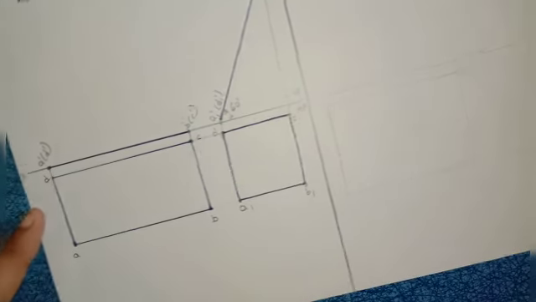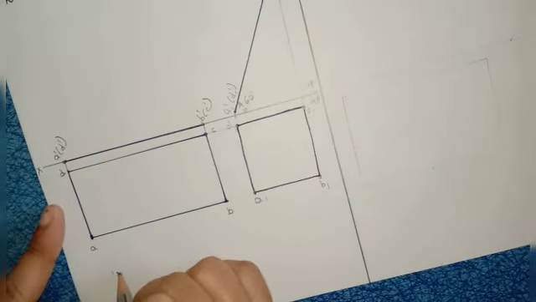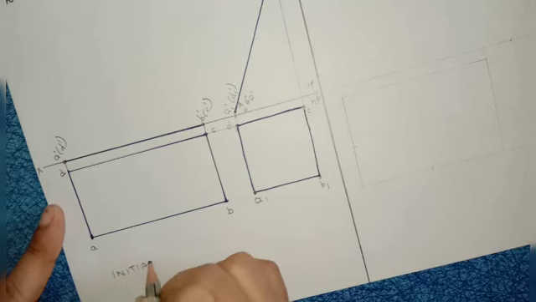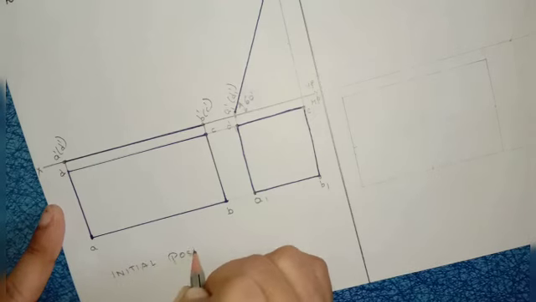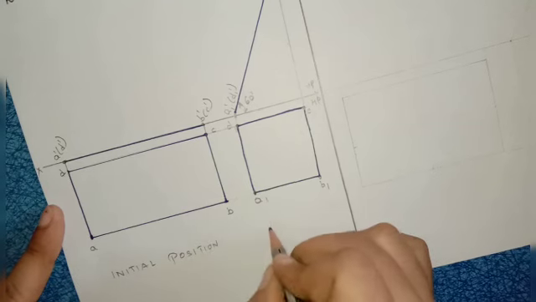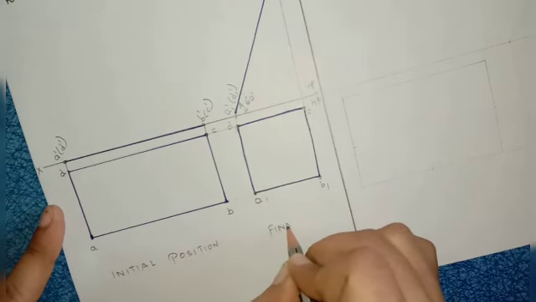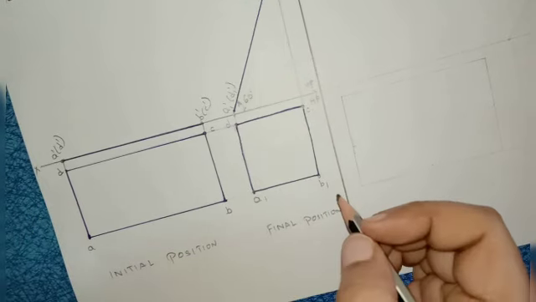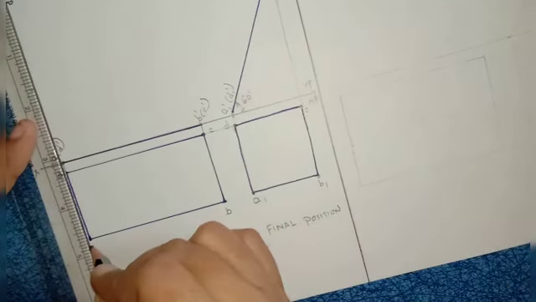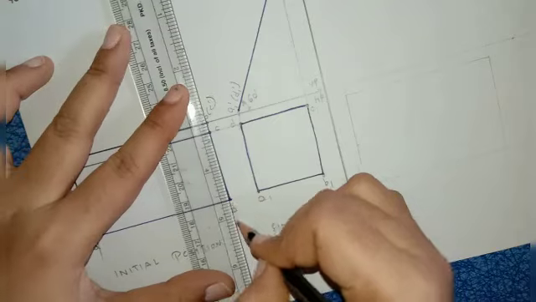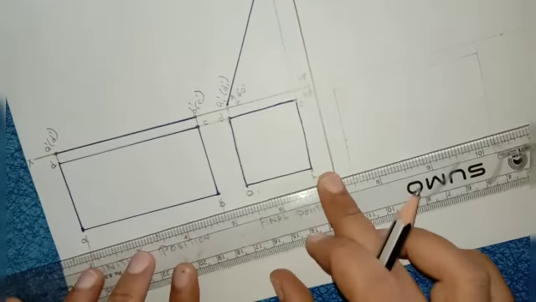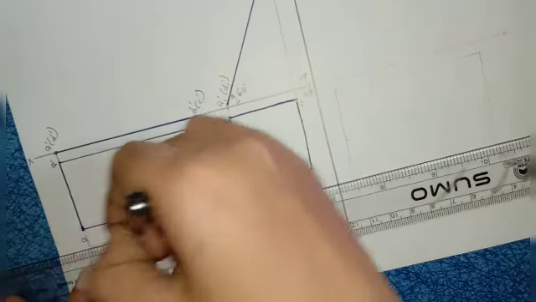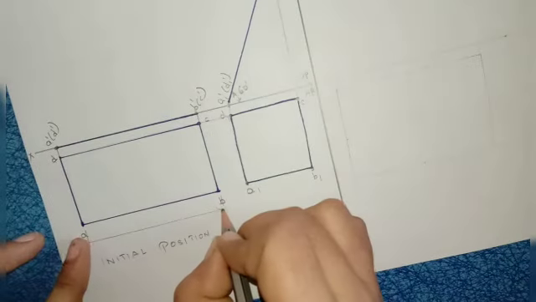After completion of your diagram, don't forget to write here, this is your initial position, this is your final position. Right, don't forget to mark the dimensions. In this question they mentioned length of the rectangle. So length of the rectangle is here 70 mm. Mark the dimension here 70 mm.